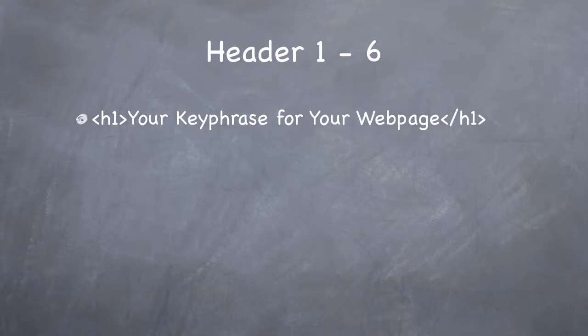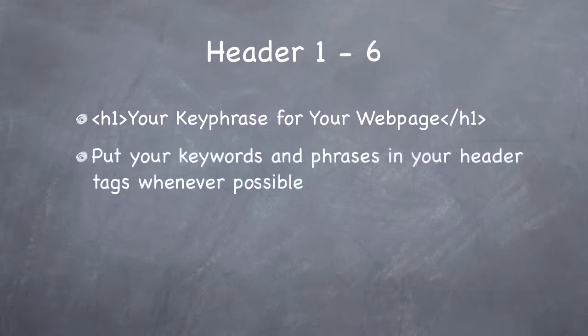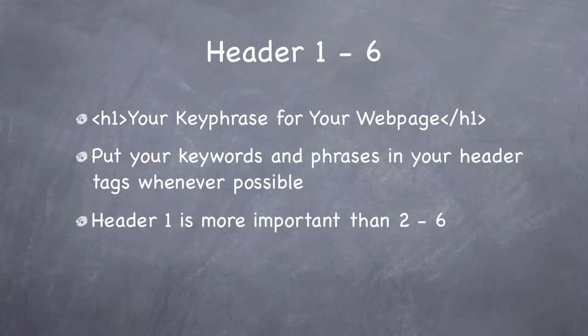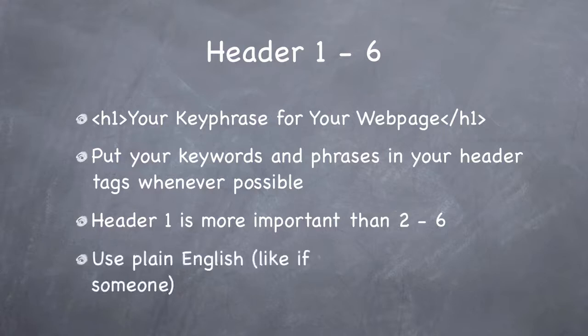So now talking about the header tags. Your key phrase should be in the header 1 tag for your web page. And I put the HTML tags there so you can see what that looks like. You want this to be up near the top of your web page, and you want the keywords and key phrases to be in your header tags whenever possible. A header 1 tag is more important than a 2 through 6, so make sure that you have your keywords and key phrases in the header 1 tag at least. And make sure to, again, use plain English, like if you were speaking to someone, because Google and other search engines will know when you are trying to spam them.